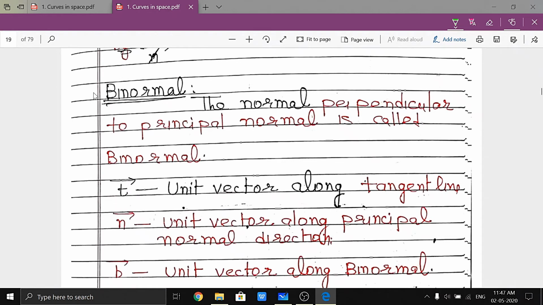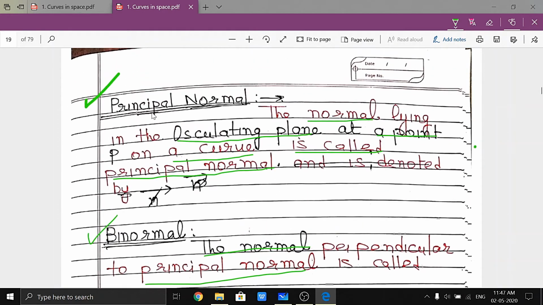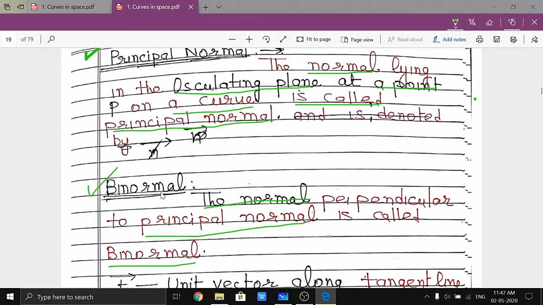Now the third definition, which is the binormal. This is a normal perpendicular to the principal normal, which is called a binormal. Clear? So principal normal is perpendicular to the tangent and binormal is perpendicular to the principal normal. So all three are mutually orthogonal, mutually perpendicular.